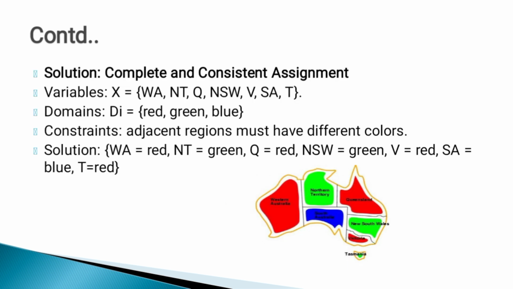Here we change the color depending on the constraint satisfaction problem. The solution is a complete and consistent assignment. The constraint is that adjacent regions must have different colors. For example, WA is colored red and NT green, Q red and NSW green, then V red, then SA blue, then T red.